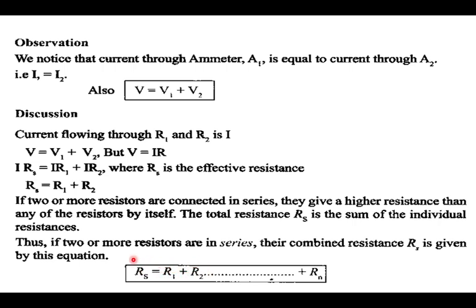So the general equation for the sum of resistance in series is simply RS equals R1 plus R2 plus and so on up to Rn, where n stands for the number of resistances. Please go through this a number of times until you are very, very sure that you are able to describe this experiment.